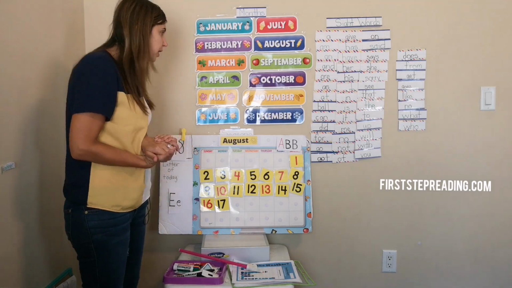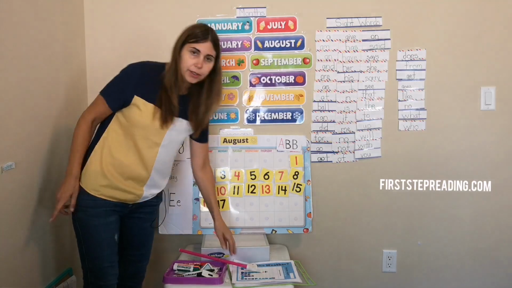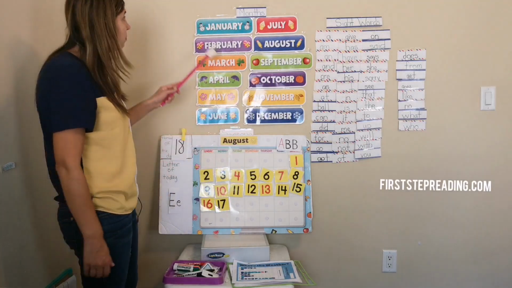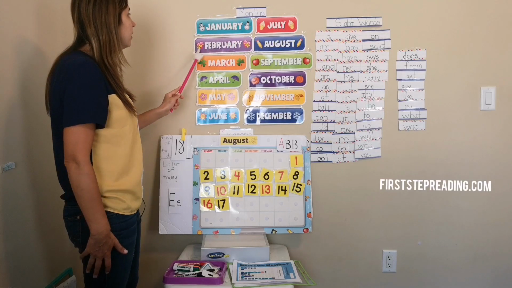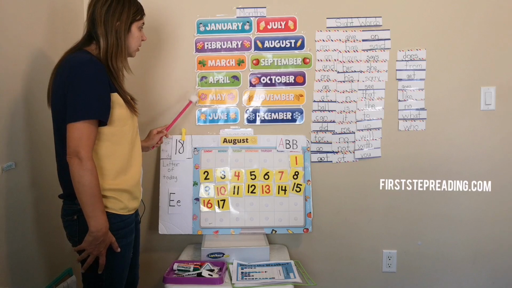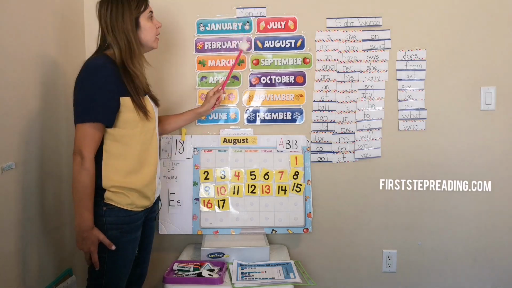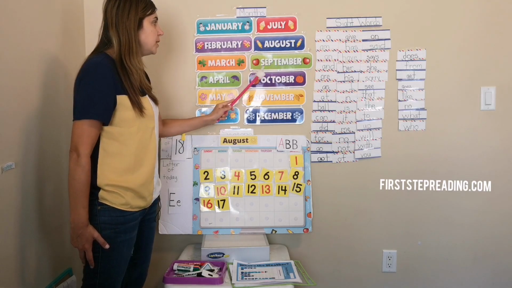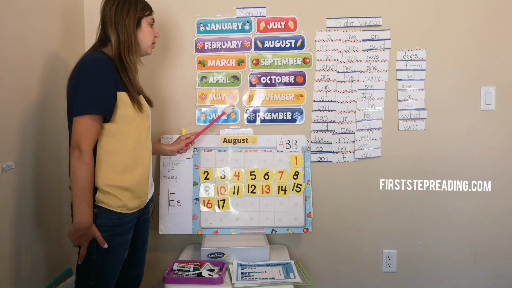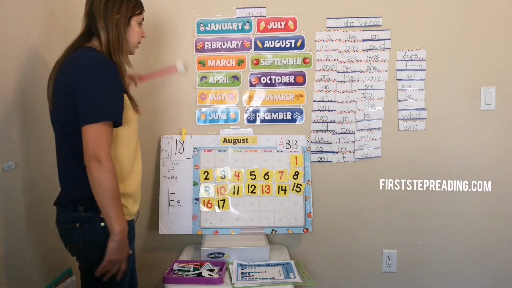So let's get started. How many months are in 1 year? 12. Can you say them with me? January, February, March, April, May, June, July, August, September, October, November, December. Those are the 12 months in a year.